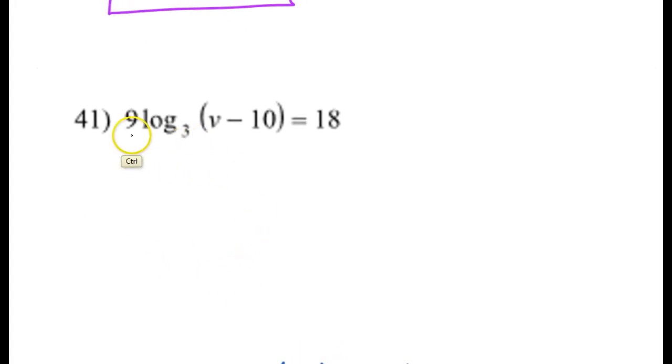Okay, number 41. I've got this 9 to deal with. I think I'm just going to divide both sides by 9 to start off with.